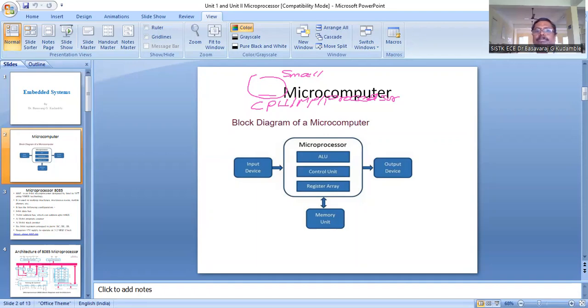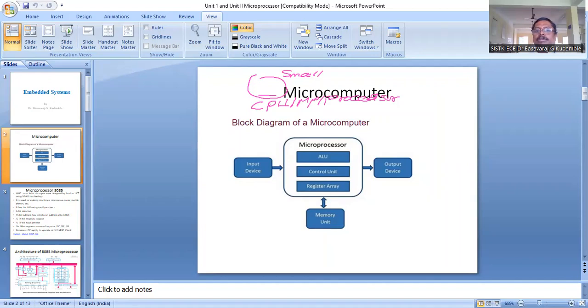It consists of the arithmetic logic unit, control unit, and register array. The arithmetic logic unit's function is to perform arithmetic and logical operations. Addition, subtraction, and multiplication come under arithmetic operations. Logical operations are like comparison: is A greater than B or less than B? These are all performed by the ALU.